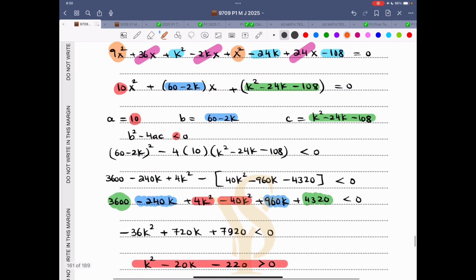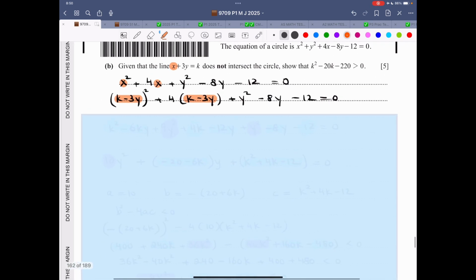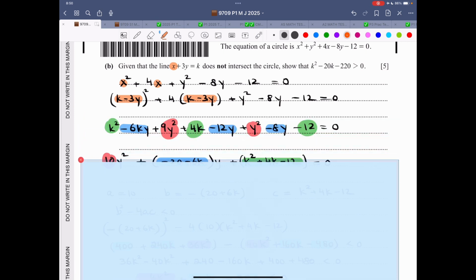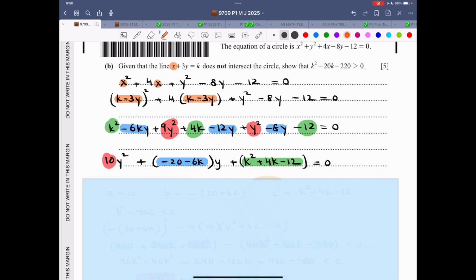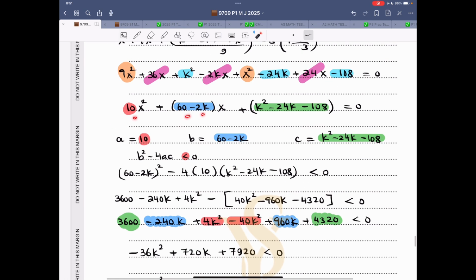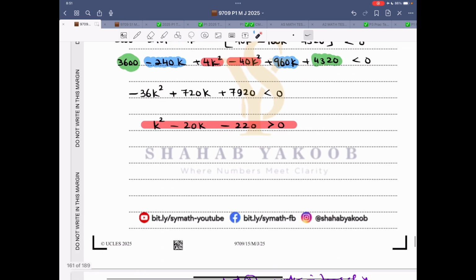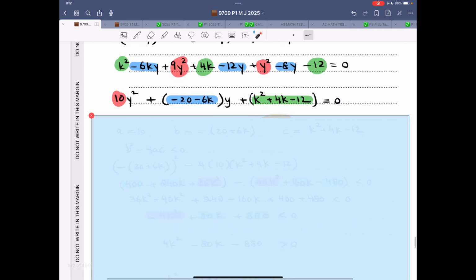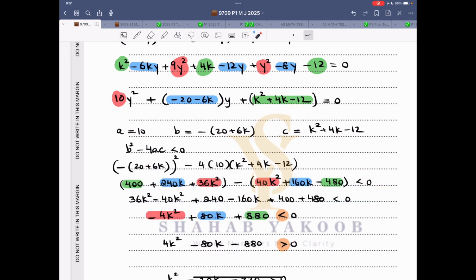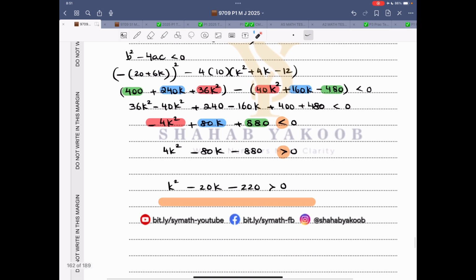Of course, the intermediate steps would be different. The final answer would be the same. Just have a good look: expansion, simplification, collection of the like terms. Now look at this equation. This is 10y squared minus 20, minus 6ky, k squared, 4k, 12, negative 12. And over here, this is 10, 60 minus 2k, and different terms over here. But it all will balance out at the very end. Again, b squared minus 4ac is less than 0, and then you apply this, again you are getting this answer.